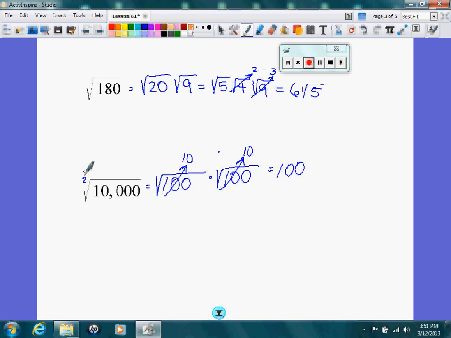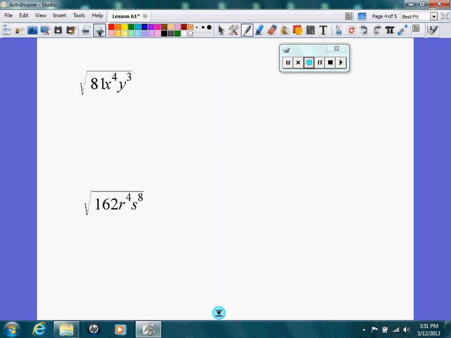And this number right here is called the index. If there's no number there, it's understood to be 2. If this had been the cube root, like we had a while ago, the cube root of 8, okay, that's still called the index, and this indicates that that's the cube root of 8 rather than the square root of 8.